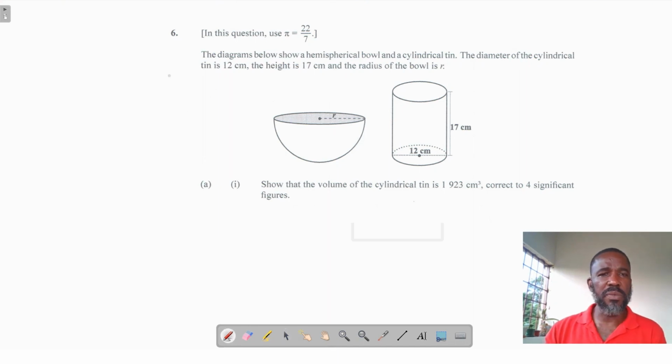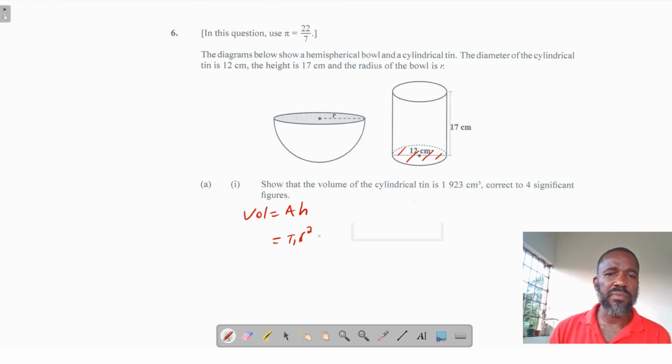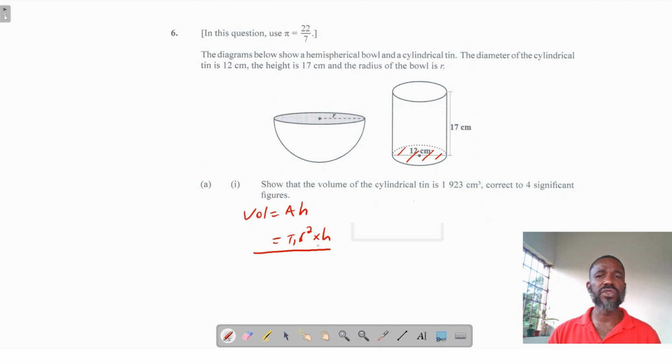In order for us to find the volume, the volume is equal to the area of the base times the height. Because we are dealing with a cylinder, the area of the base is pi r squared, and then the height is 17 centimeters. This formula is on the formula sheet, so if you don't remember, you can always use the formula sheet for that.